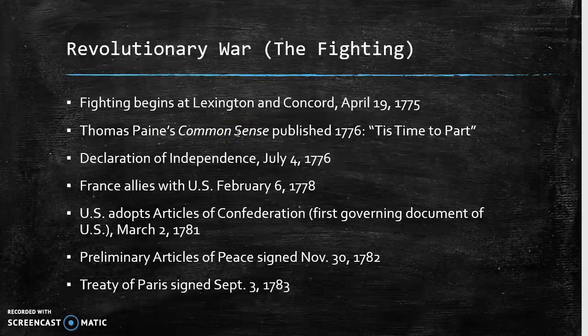The actual fighting took place from 1775 to 1782. And so I think it's important to remember that the fighting actually started before the colonies declared their independence. It's important to keep in mind that the U.S. probably would not have won the revolution without the assistance of France. And then the fighting stopped in 1782. The Treaty of Paris was signed in 1783, and the United States obviously won the American Revolution, became independent.